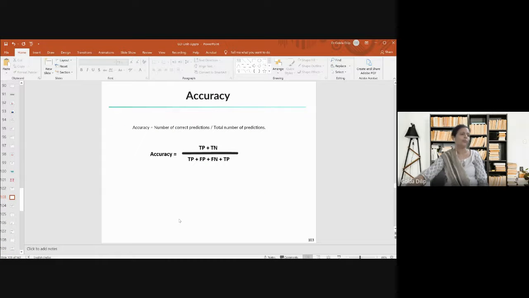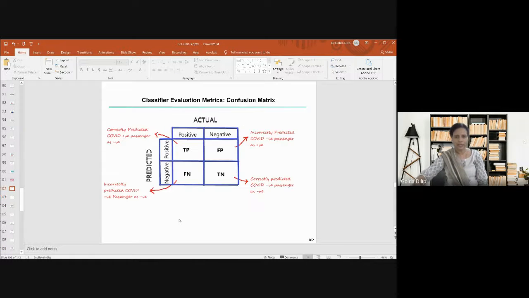Now let's look into the various metrics associated with this confusion matrix itself. How can we make better meaning out of it? First, let us concentrate on true positive and true negative, TP and TN. Actually, we want our COVID model to focus on this true positive and true negative.